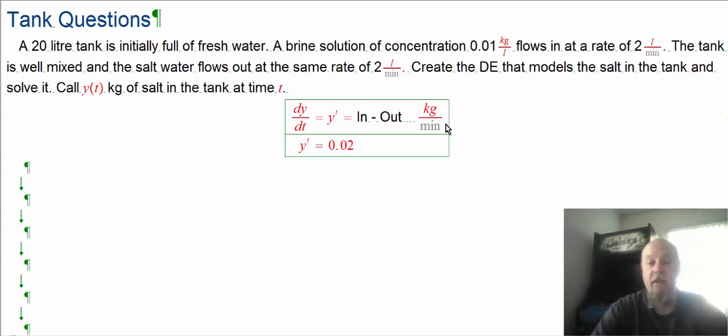And I asked you how you got it, and you said you multiplied the flow rate times the concentration. So I'm going to do the same thing for the out. I'm going to take the flow rate, which is 2 liters per minute, and multiply that by the concentration in the outflow.